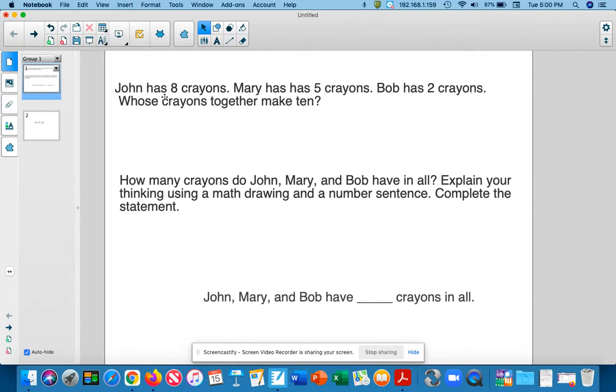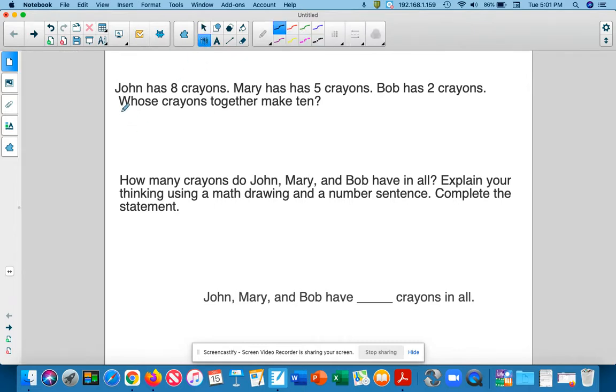This one says John has 8 crayons. Mary has 5 crayons. Bob has 2 crayons. Whose crayons together make a 10? So we want to carefully look at that word whose. We want to know the names of the people who make 10.